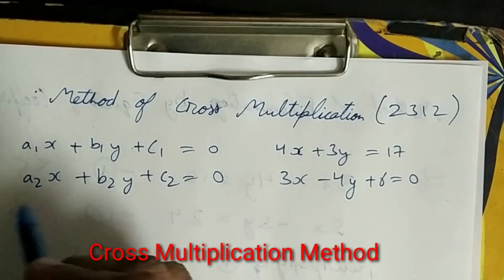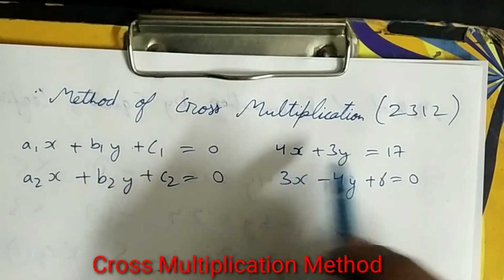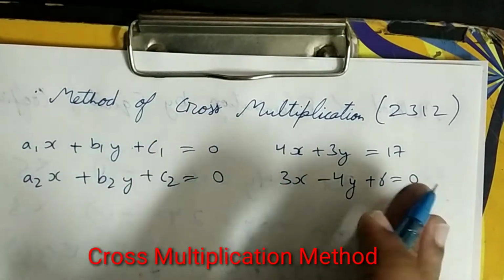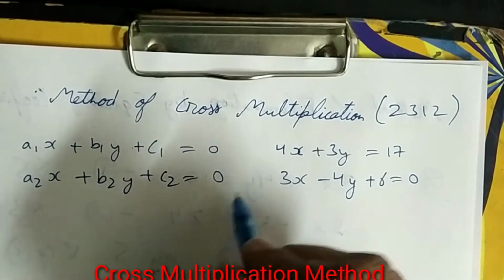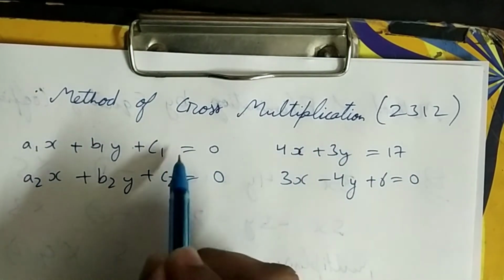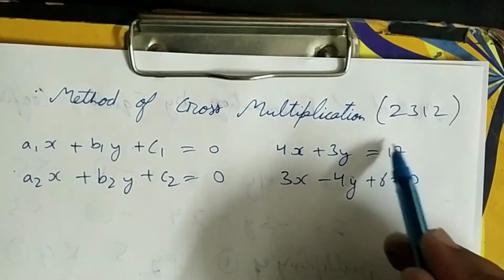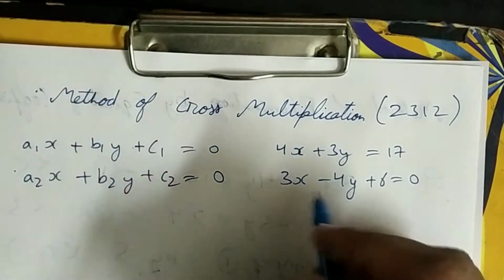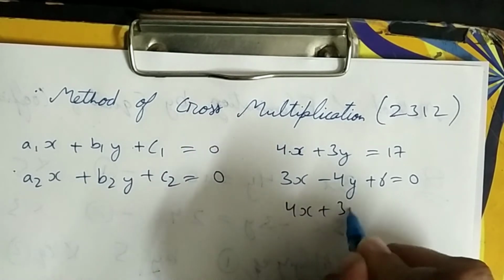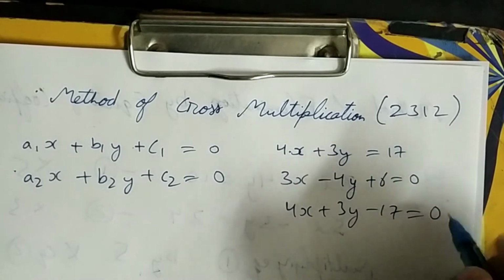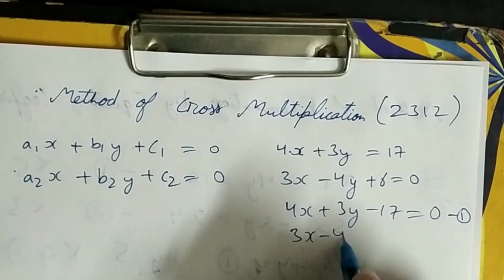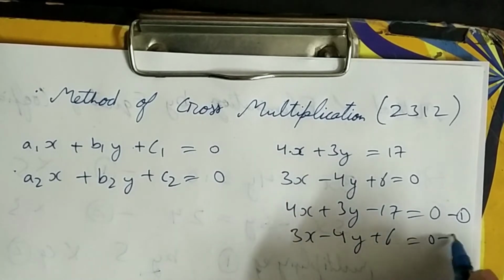So now these are the two equations. So this is one question. We will simultaneously discuss the question and these two terms. First of all, everything is on the left side of the equal to, so we will take this 17 to this side. It will change now. 4x plus 3y minus 17 is equal to 0. This is your equation number 1. And 3x minus 4y plus 6 is equal to 0. This is your equation number 2.